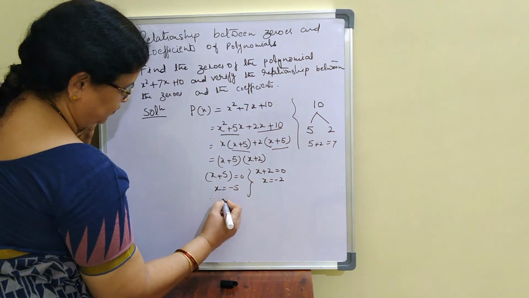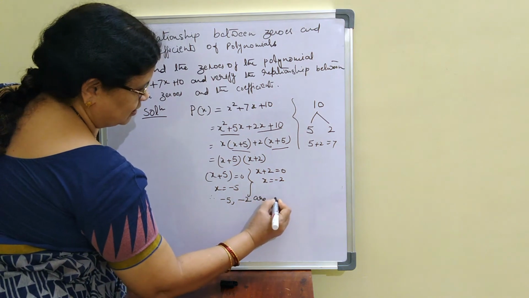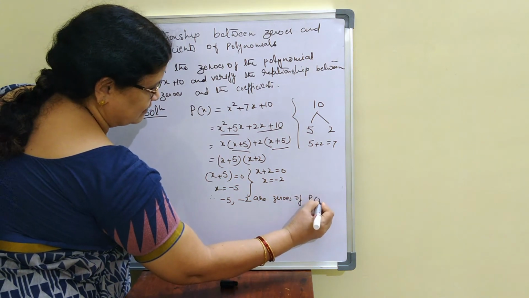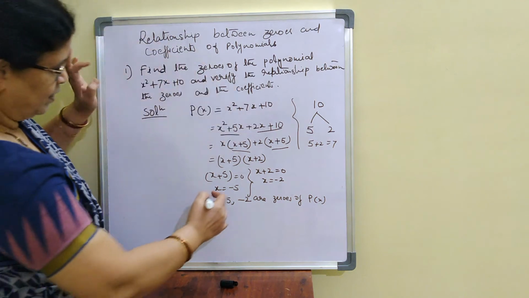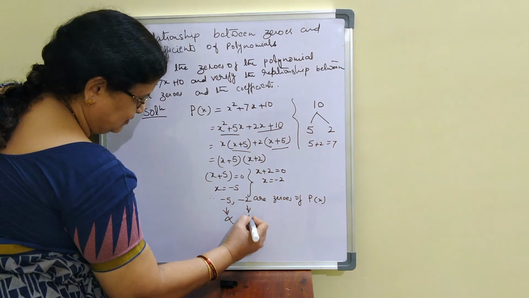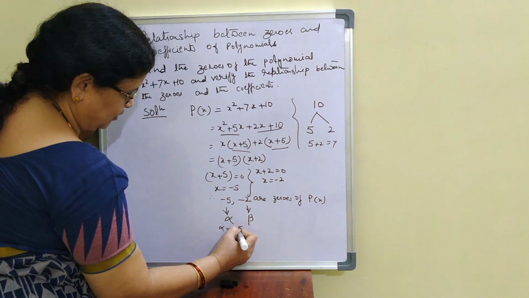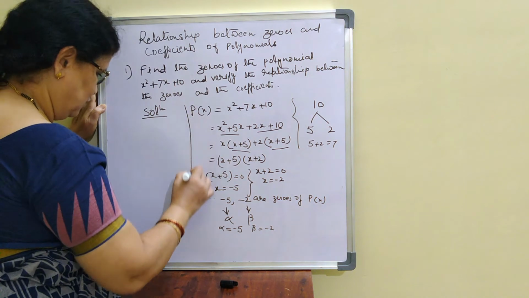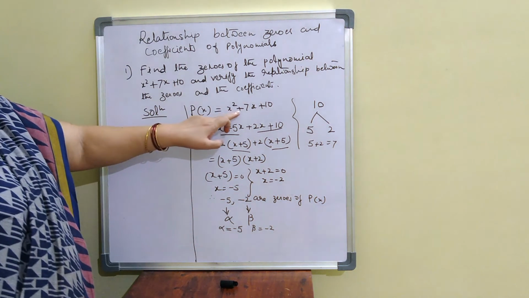Therefore, minus 5 and minus 2 are zeros of p of x, that is x square plus 7x plus 10. We call this alpha and this beta. That is alpha is equal to minus 5, beta is equal to minus 2. So what we have done here? We got the zeros of the polynomial.